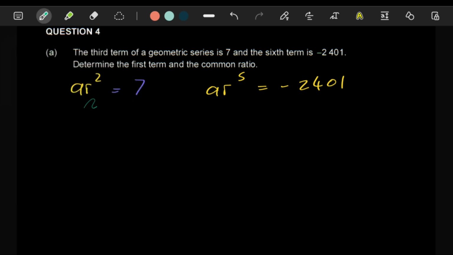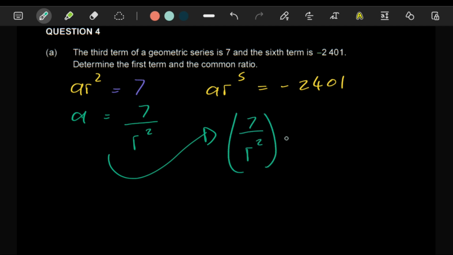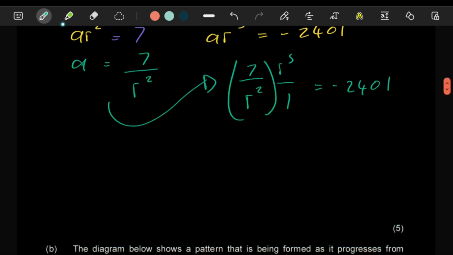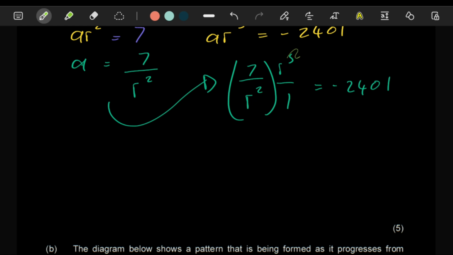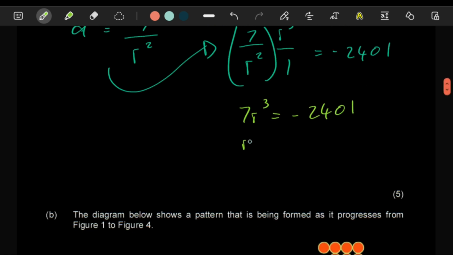So here, let's get a value for A. A is just equal to 7 over r squared. Let's throw A in there. So this is 7 over r squared, the whole thing multiplied by r to the power 5, and this is negative 2401. Here you're dividing, so you have to subtract your exponents. 5 minus 2 gives you a 3. So r cubed equals negative 2401 divided by 7, who knows what that is, it doesn't matter really.